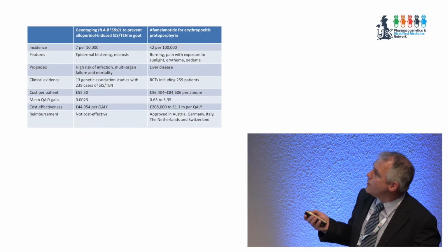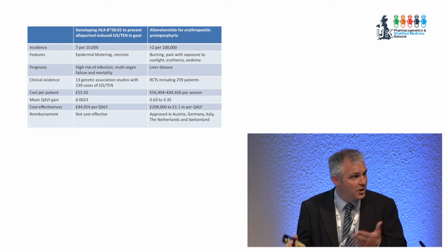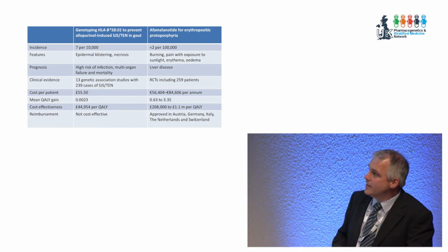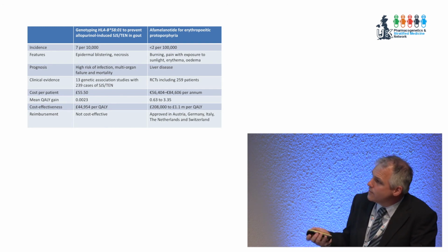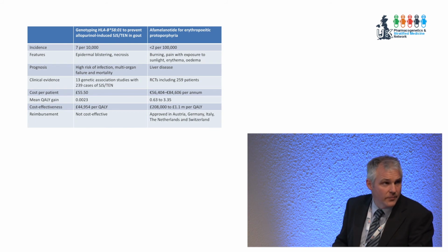The clinical development program for afamelanotide included randomized controlled trials that included 259 patients. So it's comparable in terms of the data and the evidence generated. But then if you look at the cost per patient, we estimate that the cost of genotyping is about £55, whereas the cost of this treatment is 56,000 euros per year for the remainder of patients' lives.